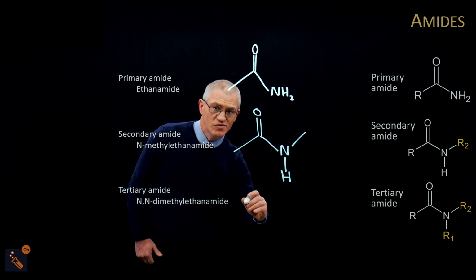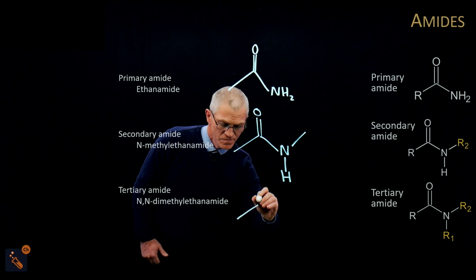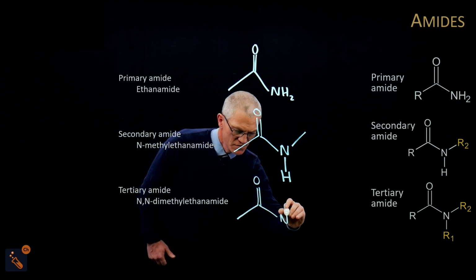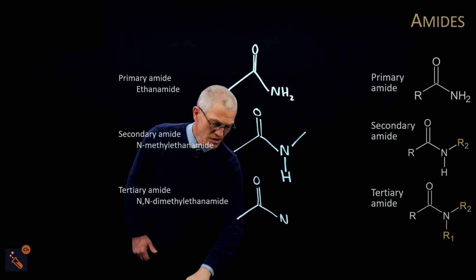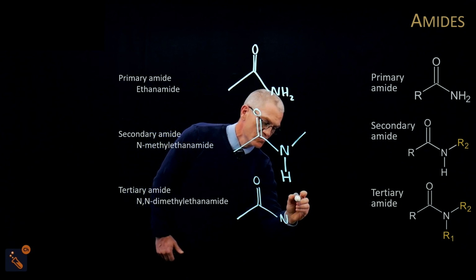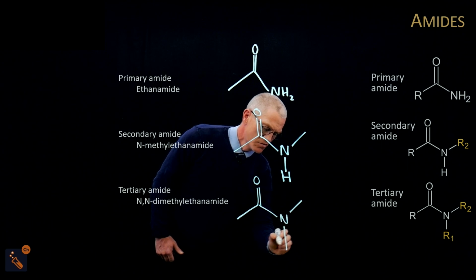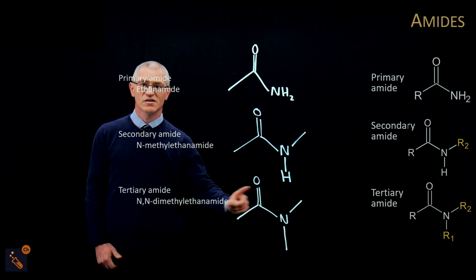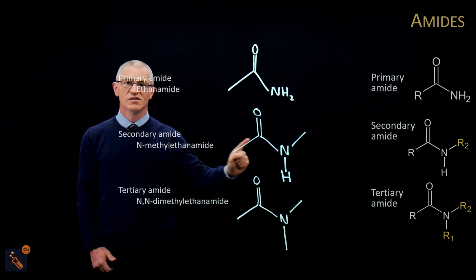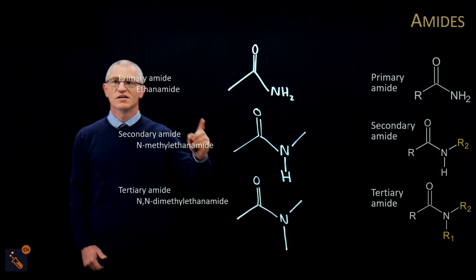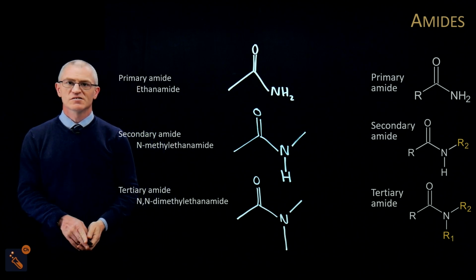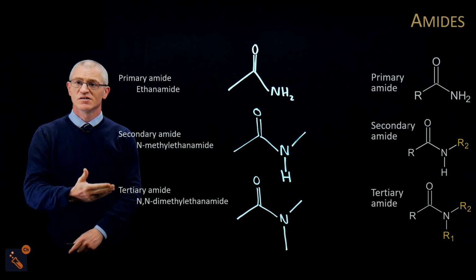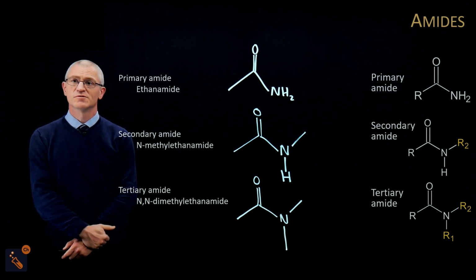So if we try and draw it, we've got the ethan again. There's our N. Okay. And then we're going to put our two methyls on. 1, 2. This is N,N-dimethyl ethanamide. N-methyl ethanamide, so one methyl, and then we've got ethanamide. So they're all variations on a theme, and they're all primary, secondary, and tertiary amides.